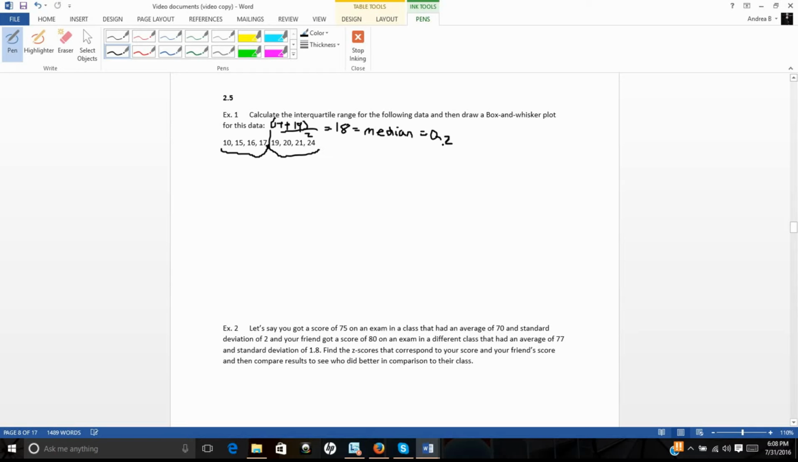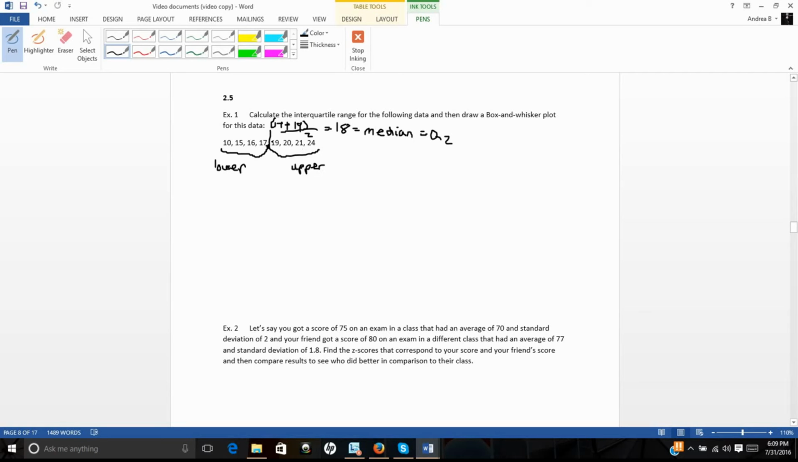Remember, we need to find that first in order to come up with our lower half and upper half of our data. So we'll label this one as lower, and this one as upper. Remember, the lower half is everything that was below the median. Upper is everything above the median. So if the median is in between two numbers, that means you're including the 17 and 19 as part of that lower and upper half.